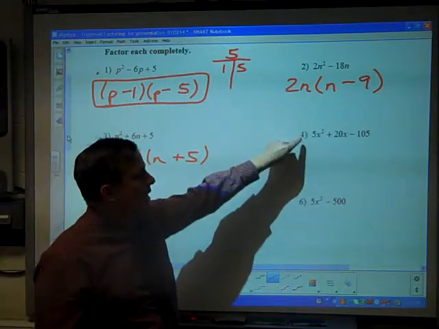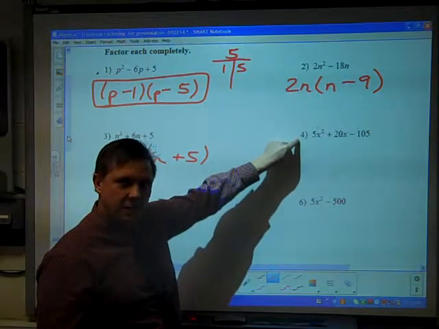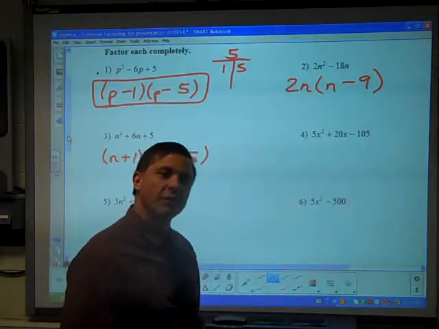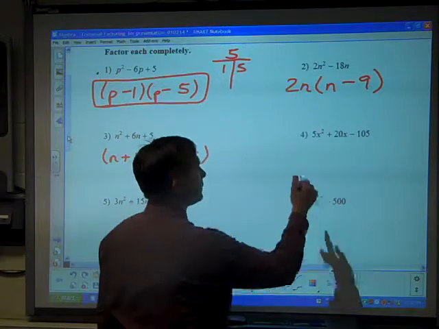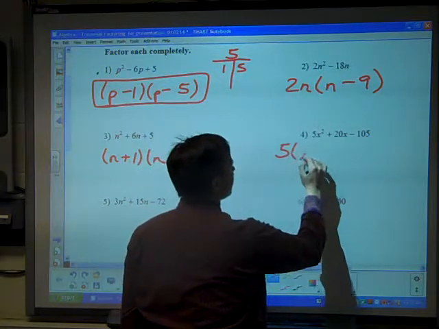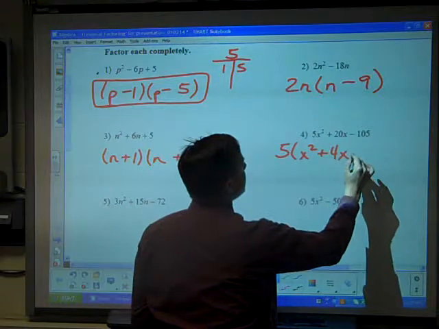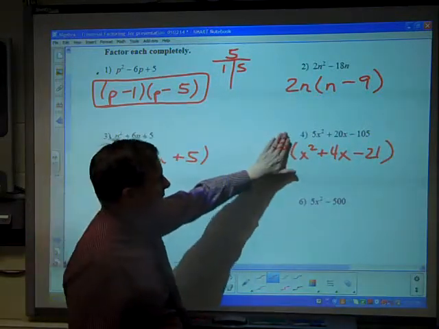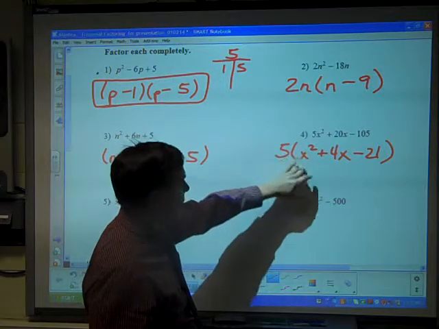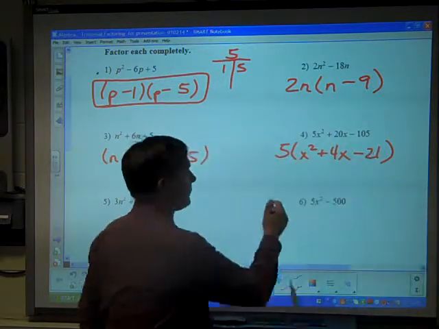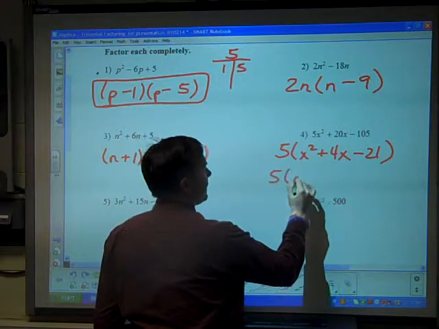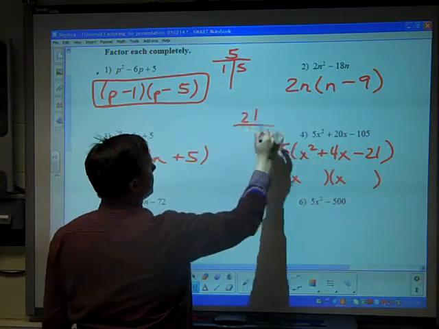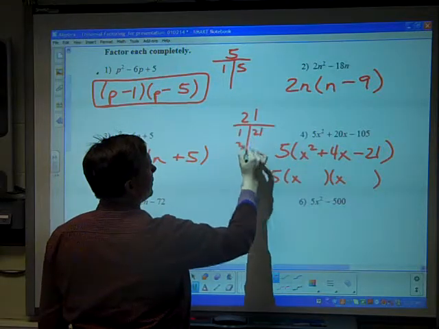Problem 4. We look at this and we see 3 terms: 5, 20, and 105. You should catch, because they all have 0s and 5s for endings, that 5 factors out. And that's where you have to start. And I really want you to rewrite this. Because now that we got the 5, we can see we have x times x, 21. So the question is, what are the factors of 21? 1 and 21, 3 and 7.